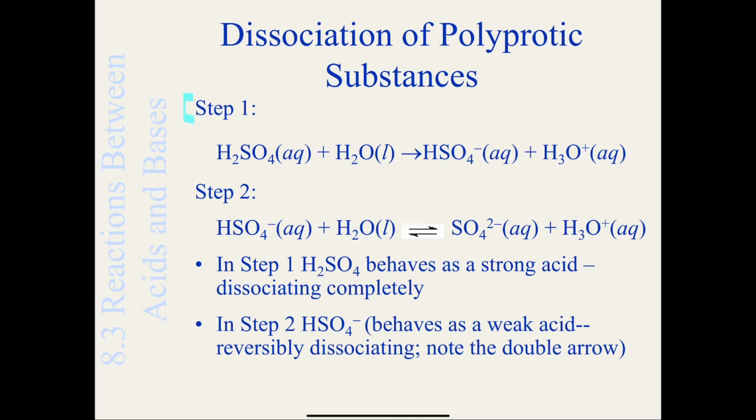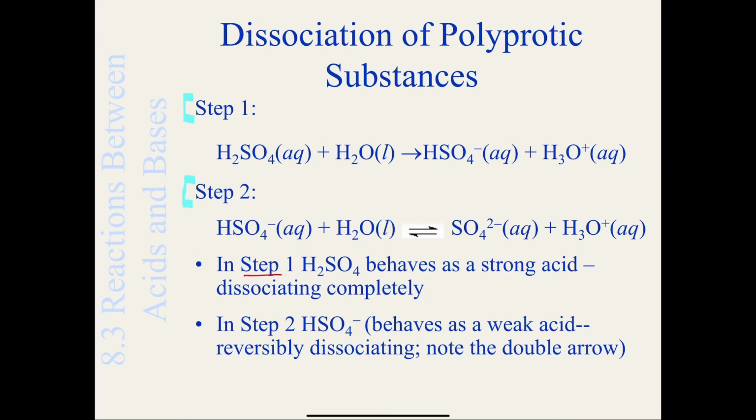The dissociation of sulfuric acid to produce 2 protons is a 2-step process. In step 1, the sulfuric acid donates the first proton to water to produce hydrogen sulfate and the hydronium ion. In the second step, the hydrogen sulfate polyatomic ion donates its proton to water to produce the sulfate anion, SO4 2-, and hydronium. Now notice the reaction arrows in these 2 steps.